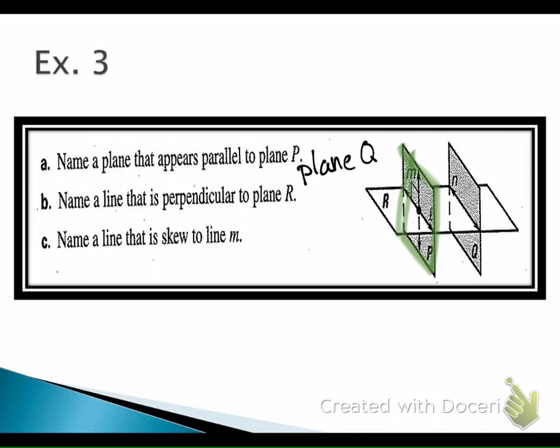All right. B, name a line that is perpendicular to plane R. So I'm going to get rid of this highlight. Plane R is the flat white plane. Do you see how line M is coming right down, making a right angle? So yes, you are absolutely correct. It is line M.